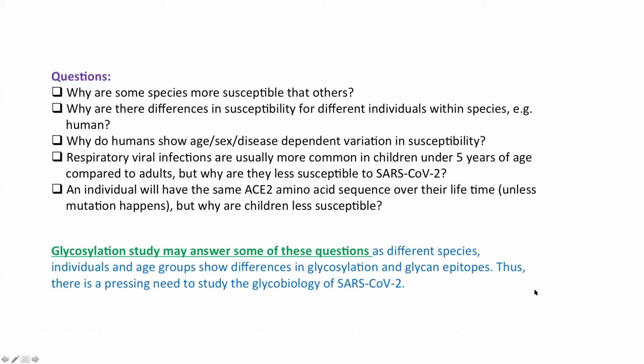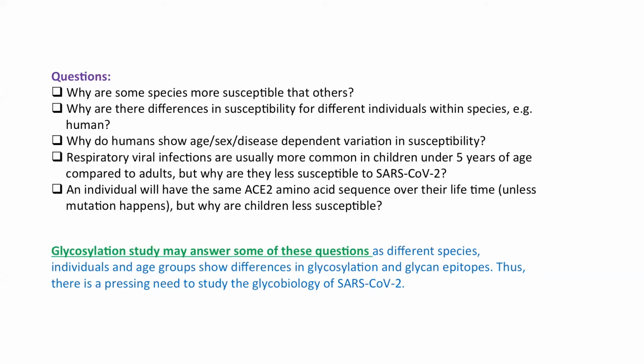So what are the questions remaining? What makes some species more susceptible than others? Why are there differences in susceptibility between individuals within a species, for example, humans? Why do humans show age-, sex-, and disease-dependent variation in susceptibility? Viral infections are usually more common in children under 5 years of age compared to adults, but why are they less susceptible to SARS-CoV-2?